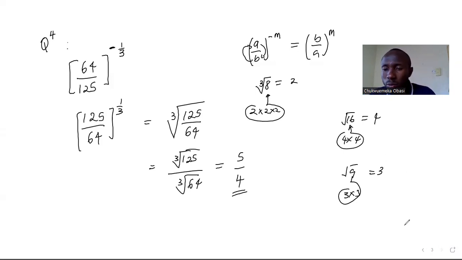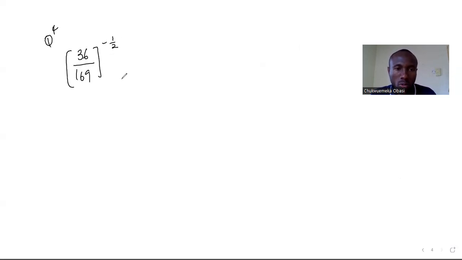So let us go to the next question, which is question 4. Question 4 says 36 over 169 all to the negative 1 over 2. This one is going to be a classwork for you. So I want you to solve it and put your answer in the comment section. All right, put your answer in the comment section. All right, so let us go to the next question.